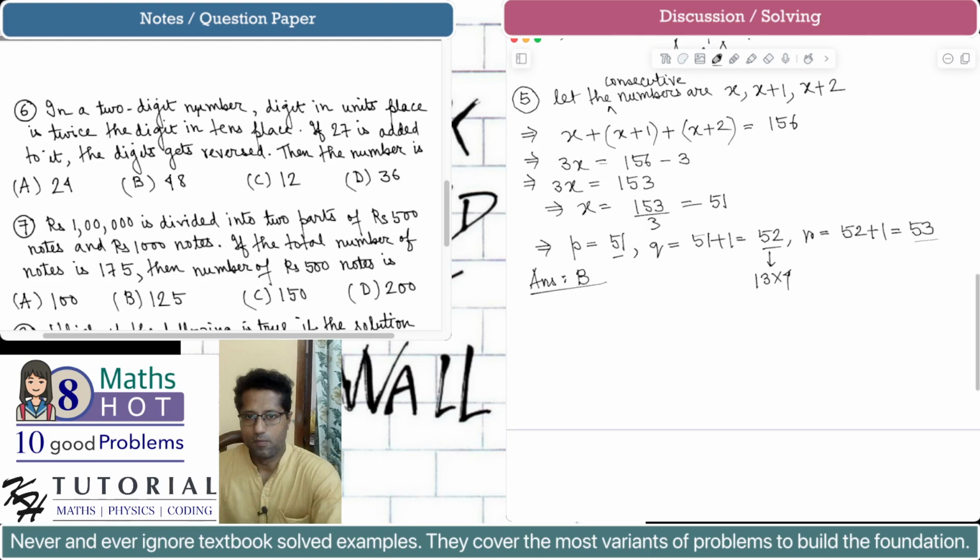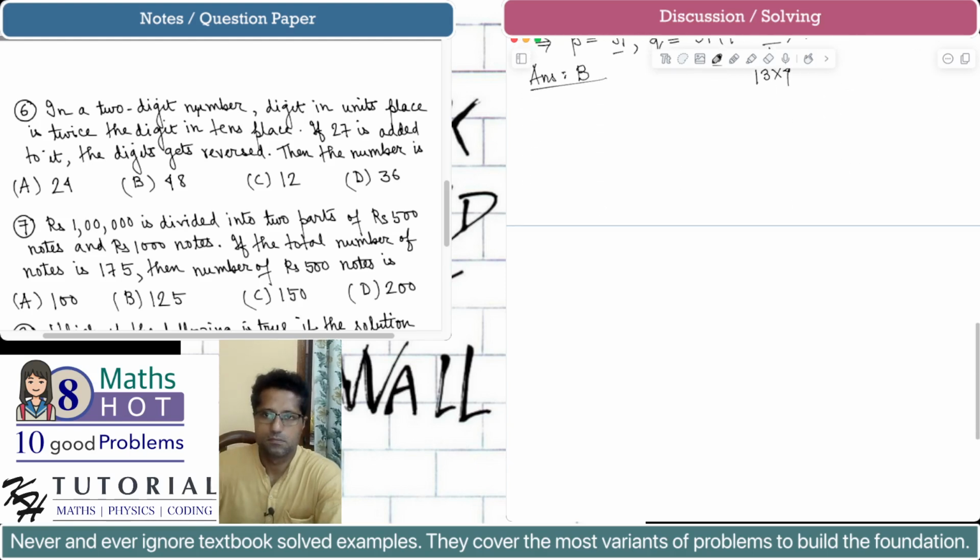Okay, let's do problem number 6. In a two-digit number, the digit in the units place is twice the digit in the tens place. So let the tens digit be x. That is, x will be a digit, so it can take values from 0 to 9.